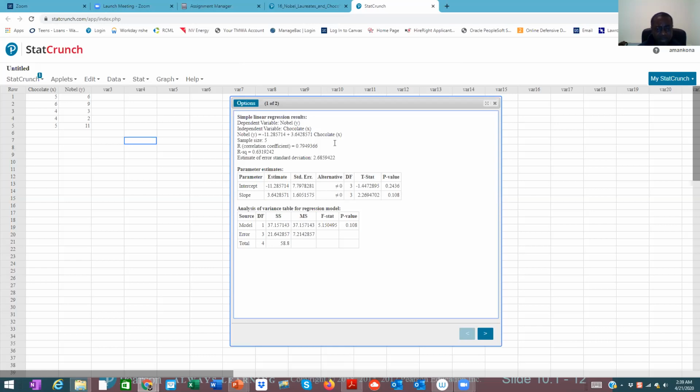Now, in section 2.4, we actually describe the meaning of, how do you interpret the slope? So the slope is a unit rise in the x variable. So for every unit of chocolate consumption, the y, the Nobel Prize won, is in this case 3.664 to 2 decimal places.